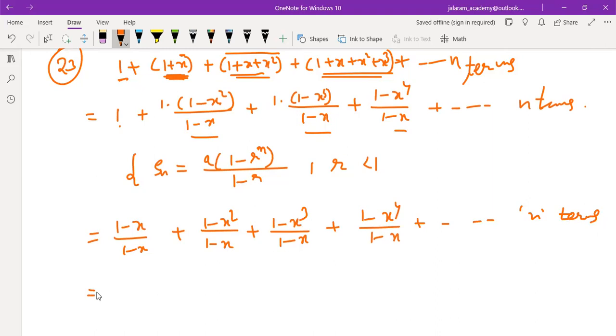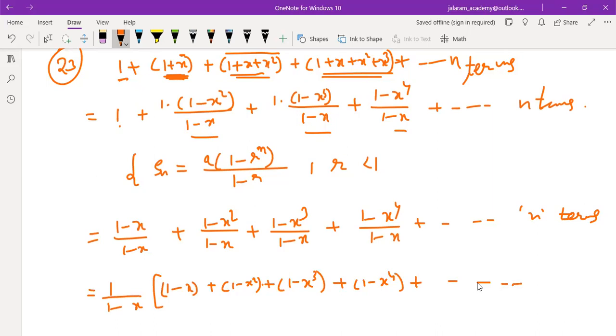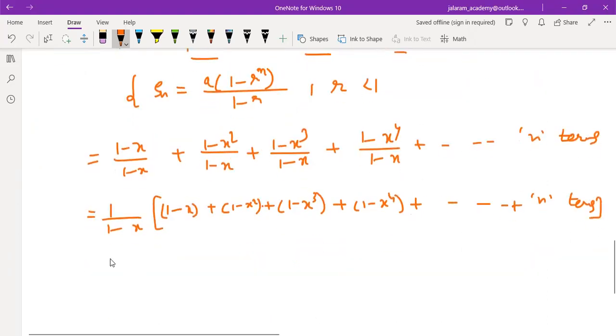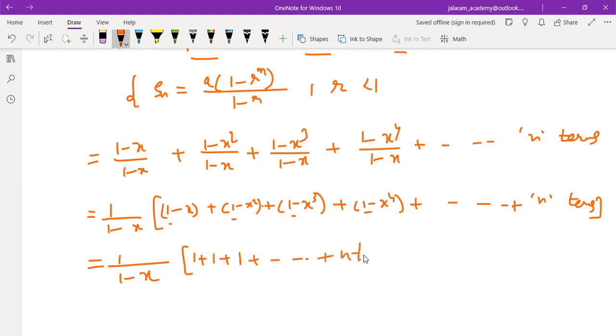up to n terms. Now, if 1 upon 1 minus x is common, the first term is 1 minus x, the second term is 1 minus x square, the third term is 1 minus x cube, the fourth is 1 minus x to the power 4, and so on up to n terms, equals 1 upon 1 minus x. Now we write all the first terms together: 1 plus 1 plus 1, and how many are these? They are only n terms. And then write the second terms, and all the terms are negative, so we can take minus common from this.